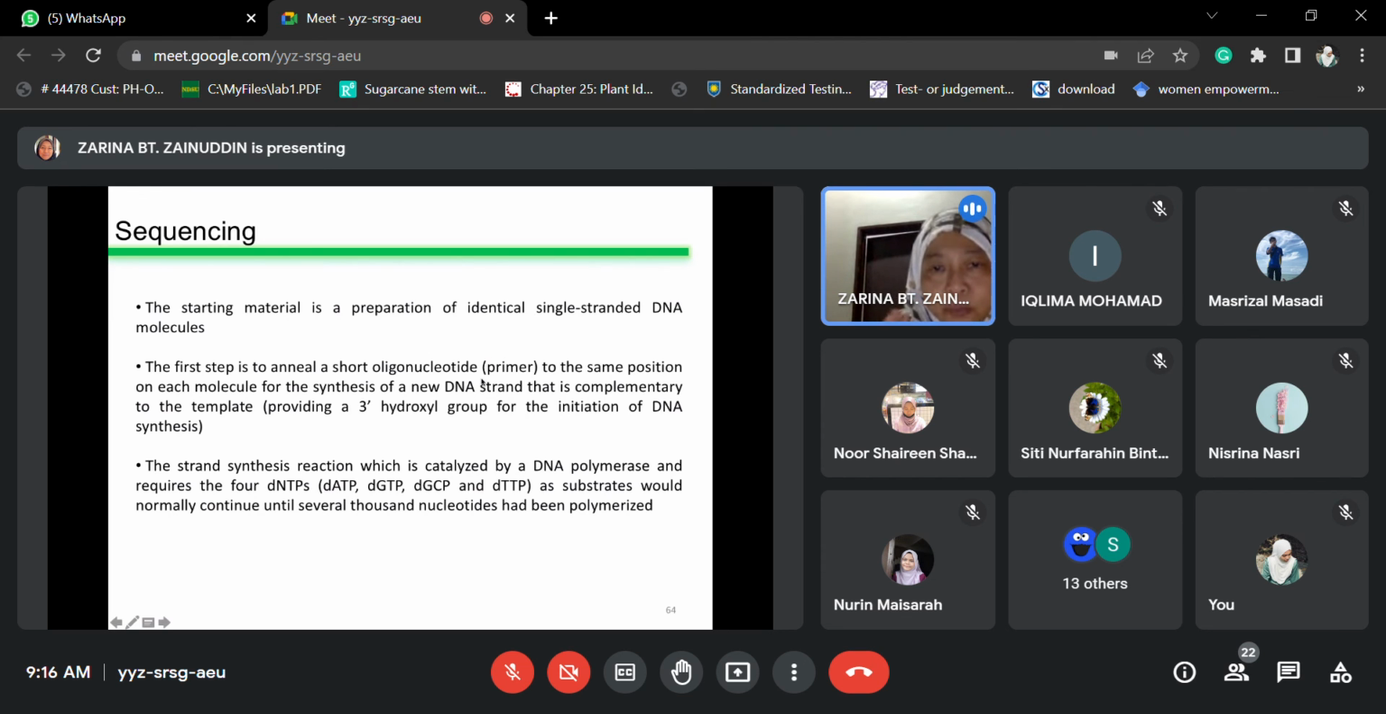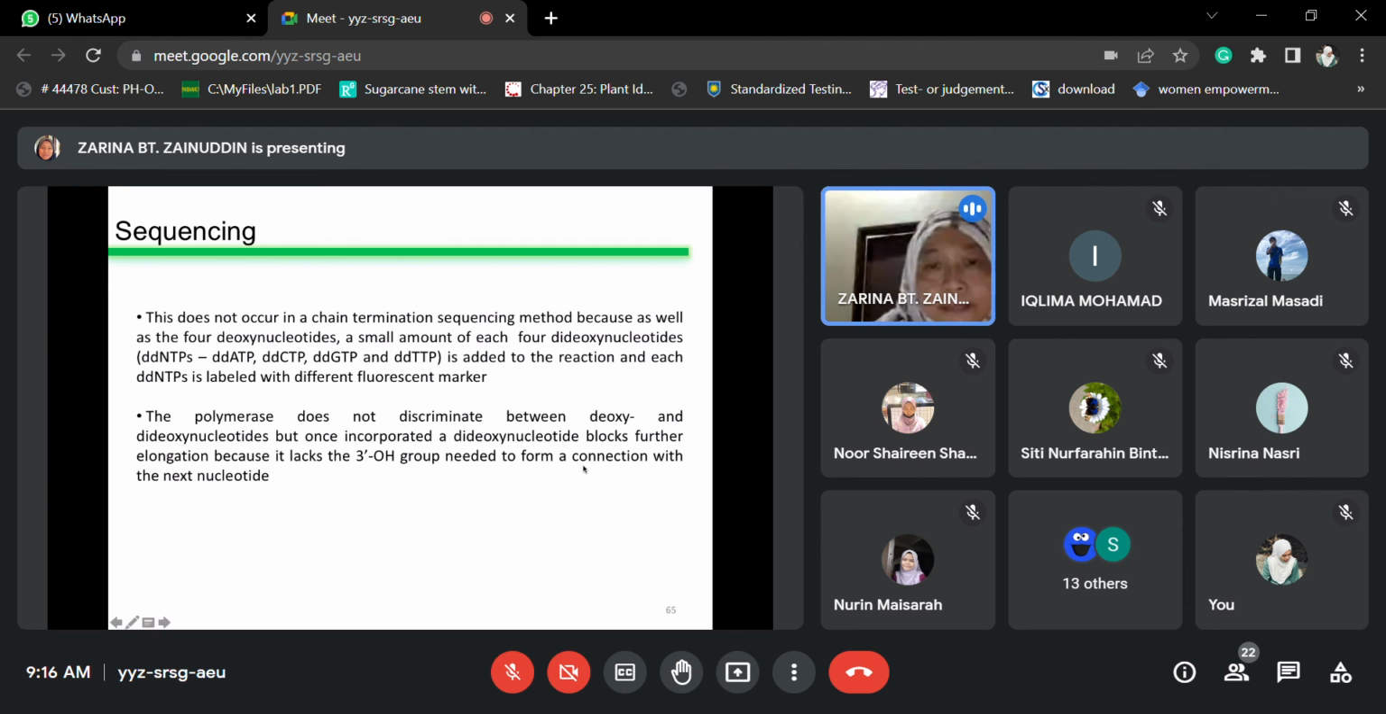We require the primer to synthesize a new DNA strand that is complementary to the template. Then in every tube we put the 4 dNTPs. We put DNA polymerase, because DNA polymerase will add these dNTPs. All 4 tubes have all these things.